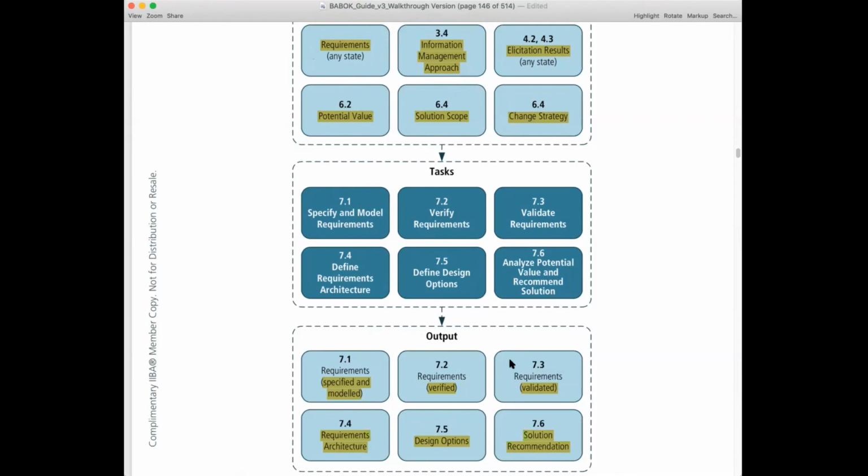And so for the most part, our outputs are really just our requirements and design in a particular state, but we also have our requirements architecture. But the outputs include the requirements that are actually specified and modeled, the requirements that are verified, requirements that are validated, design options, and then the solution recommendation that we are going to make as our final step.